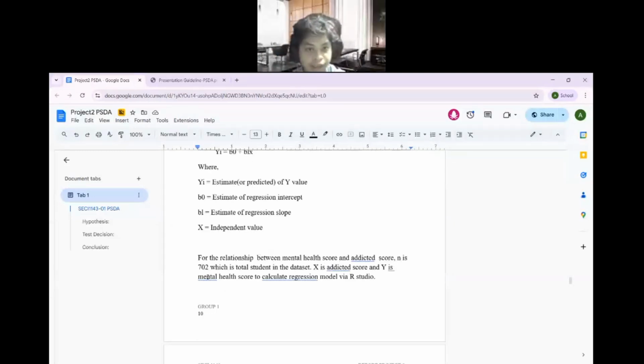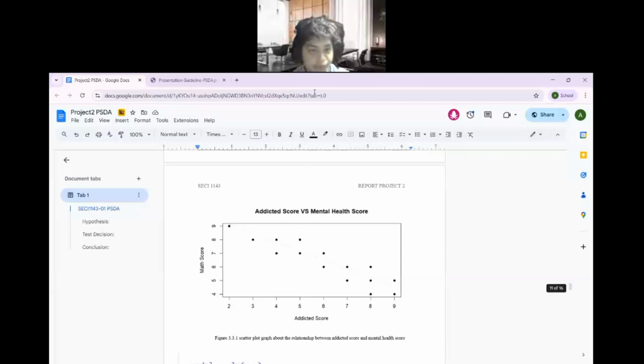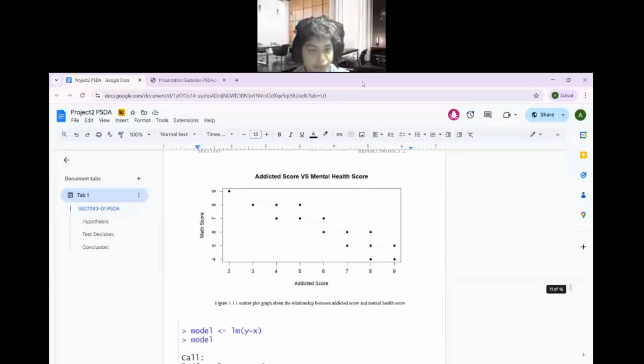So for this relationship between mental health score and addicted score, N is 702, which is the total number of students in the data set, X is the addicted score, and Y is the mental health score, to calculate the regression model via RStudio. Okay, so let's go to RStudio.